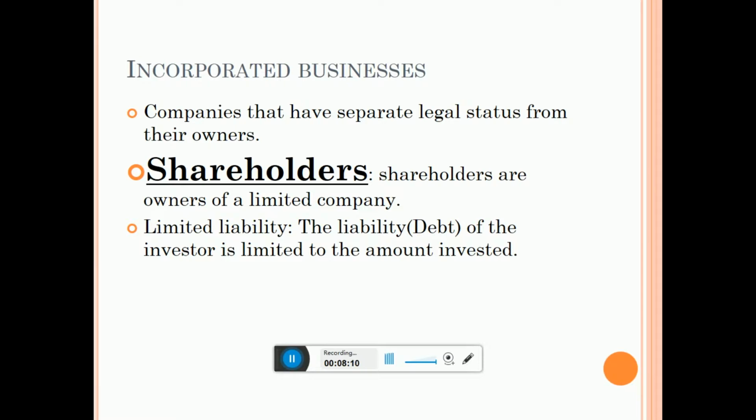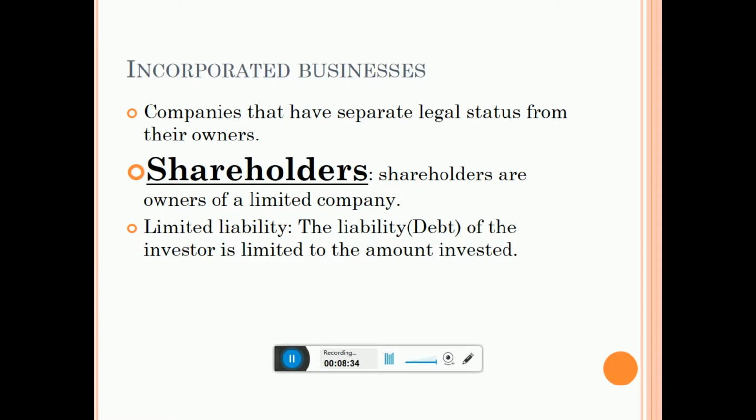So incorporated companies are those where the company and the shareholders, the persons who are buying the shares and those who are running it, are both separate. Shareholders are owners of a limited company. They buy a share. A share is a piece of paper which ensures that you have invested some amount in the company. And last, we have a definition of limited liability. The liability, the debt of the investor, is limited to the amount invested.